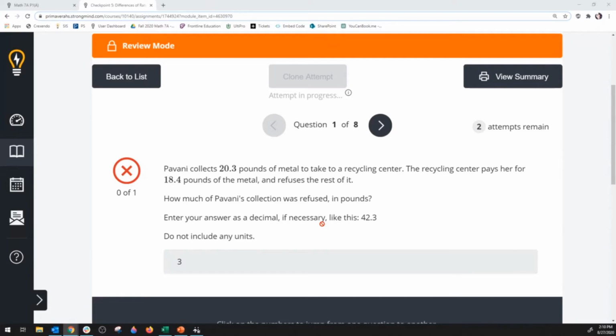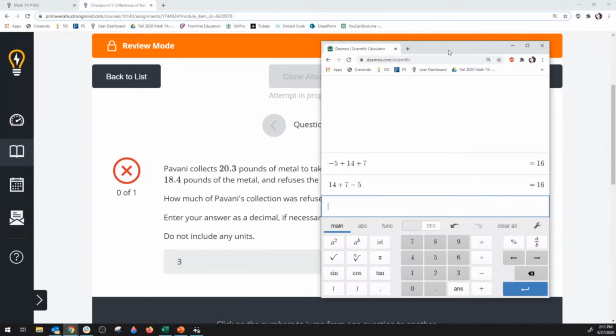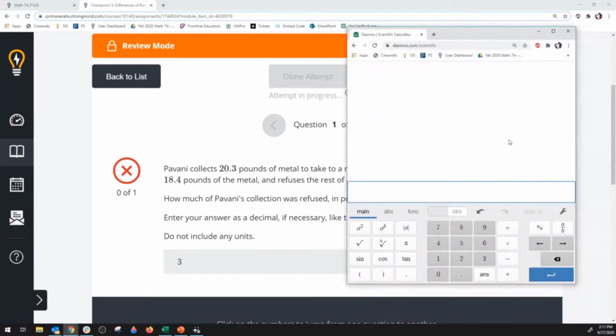If we wanted to figure out how many pounds she was not able to recycle, how do we think we would figure that out? If I know she goes there with 20.3 and they take 18.4, how would I figure out how much she has left? What math operation would I want to do here? You'd want to subtract, right?